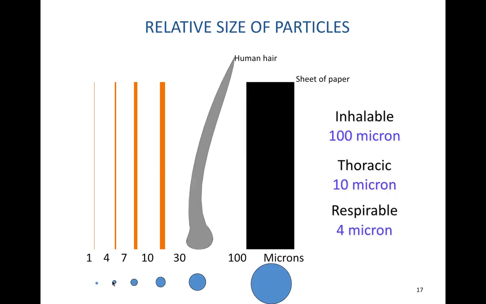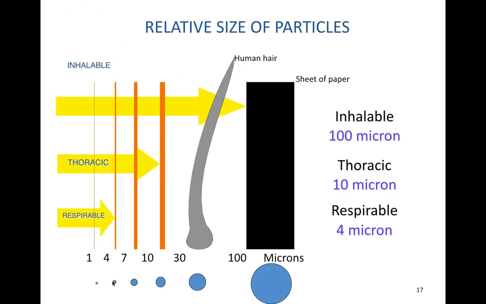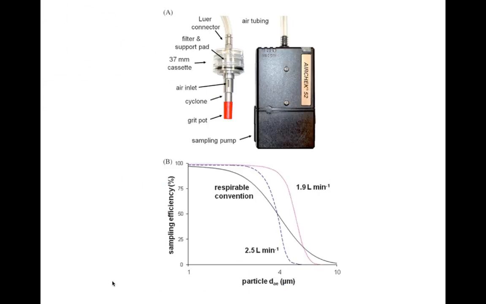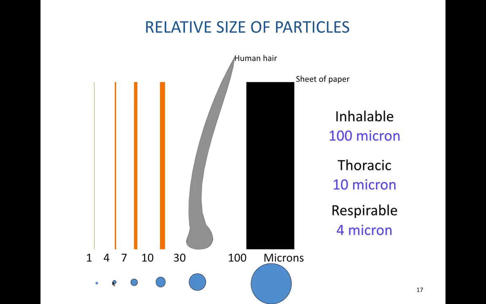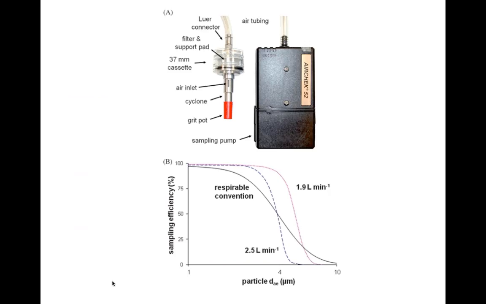You can capture that material. This gives you an idea of relative sizes. Again, we're most concerned about respirable dust, and we can capture that in the air using devices like this. Let me go back here. See, there's a little filter cartridge there, filter and support pad.